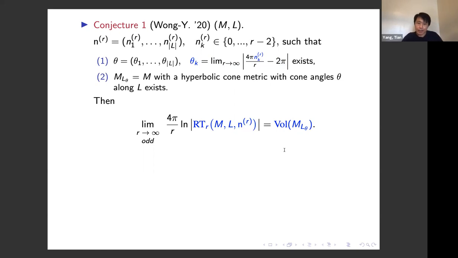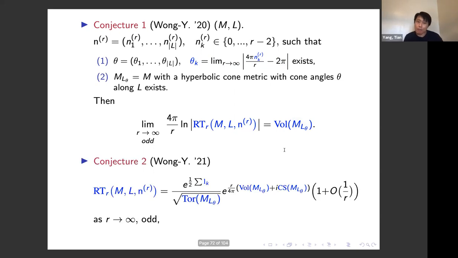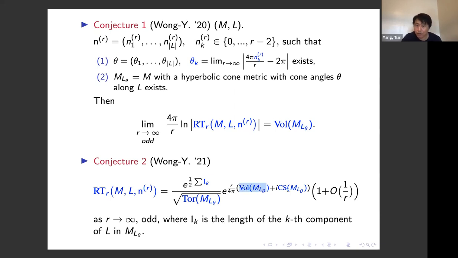Okay, and it took us one more year to establish the asymptotic expansion conjecture. And here, besides the volume, transcendence, and the torsion, we have something new, which is the length of the geodesics L in the cone metric. Okay, I think that's enough for conjectures.